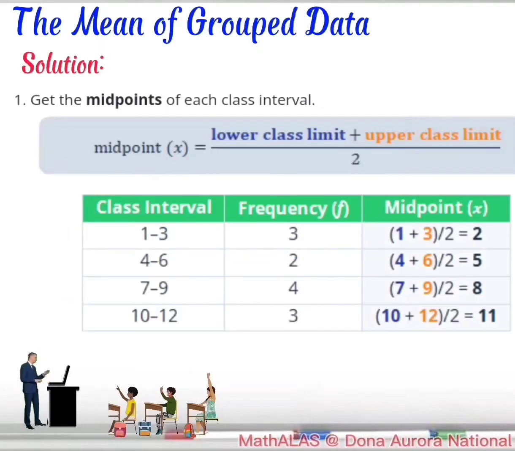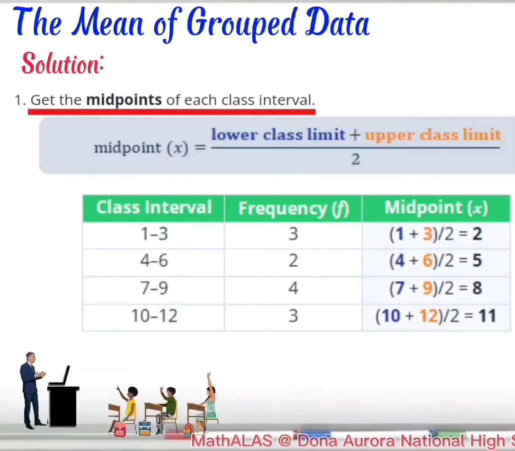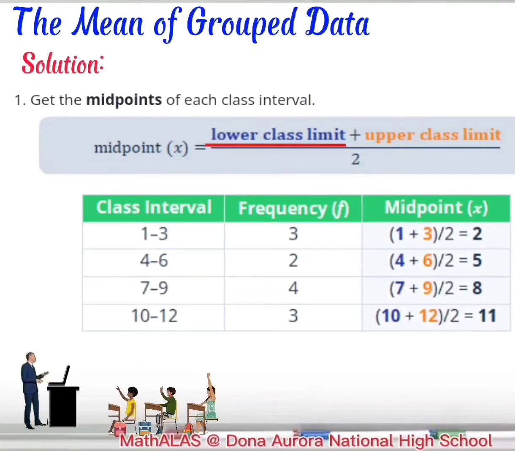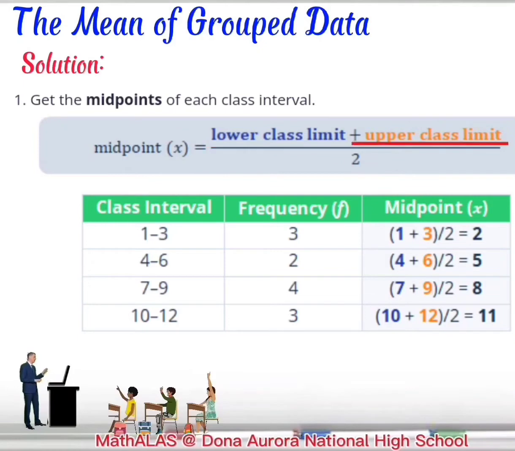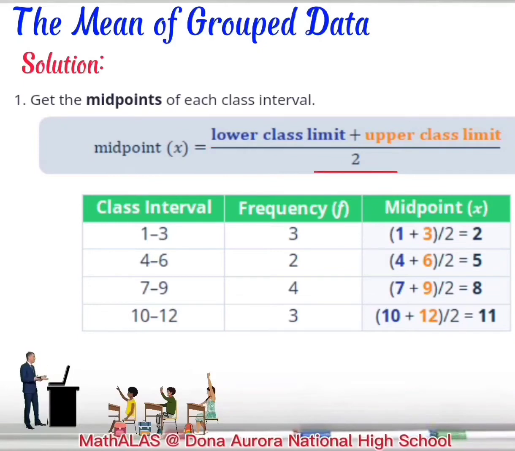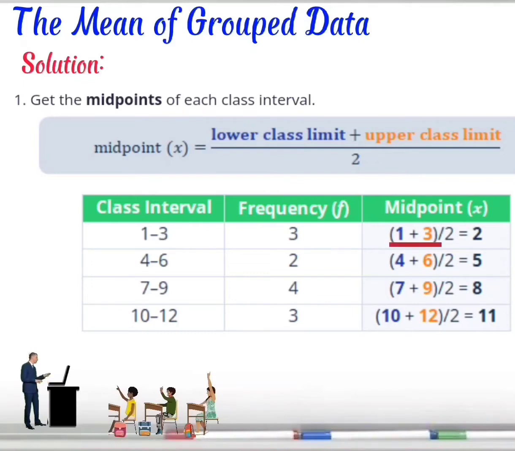Maliwanag ba? The first step in the solution is to get the midpoint of each class interval. The formula is the midpoint x equals the lower class limit plus the upper class limit divided by 2. Example, in the class interval 1 to 3, we add 1 plus 3 divided by 2. So, the answer is 2.